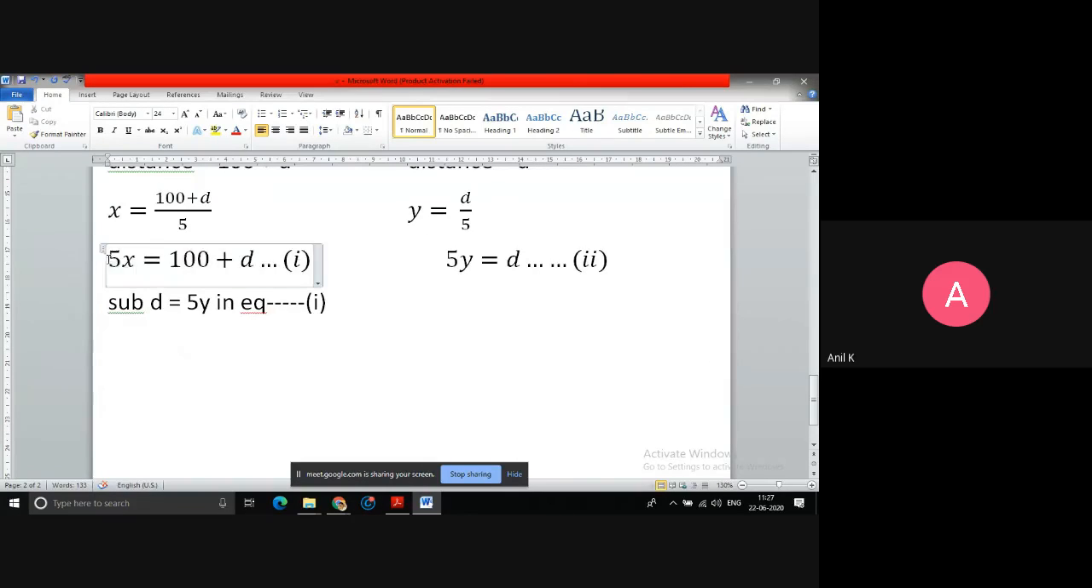So you have 5x equals 100 plus d. In place of d, I replace it with 5y. Then I can divide each and every term by 5. Then I'll get x equals 100 upon 5, which will be 20, plus y. I'll call it equation number 3.